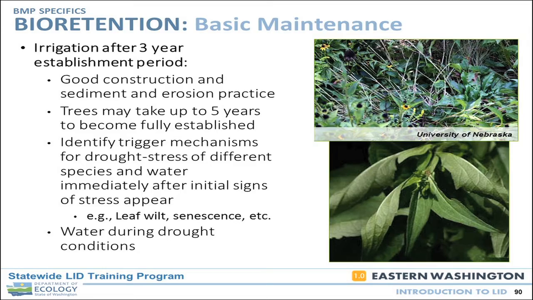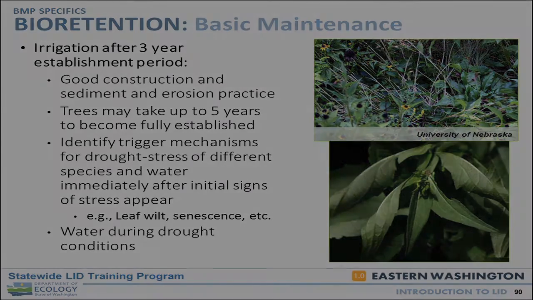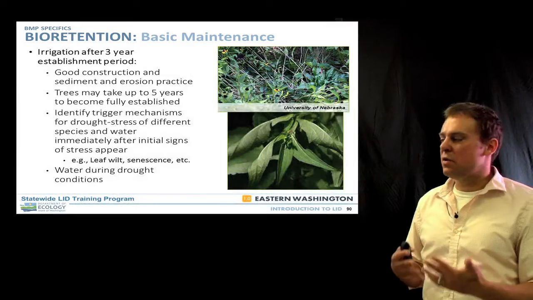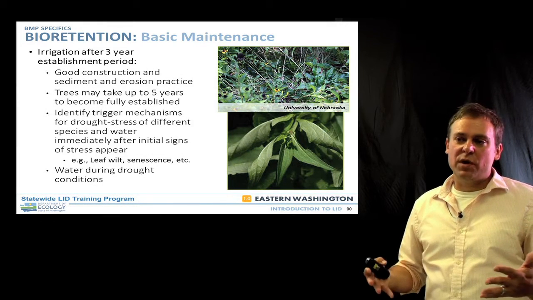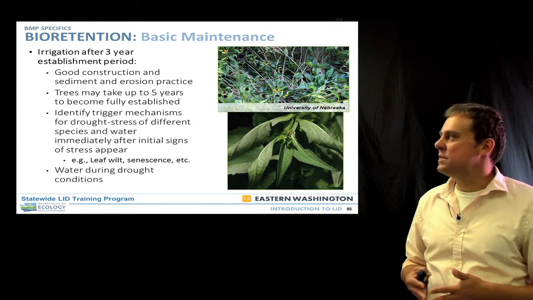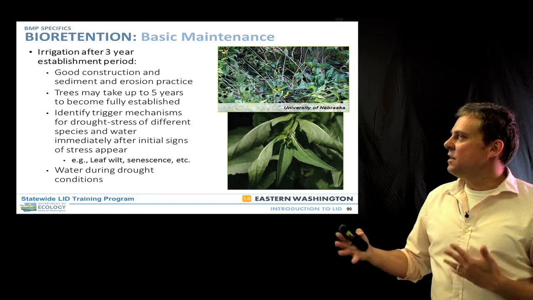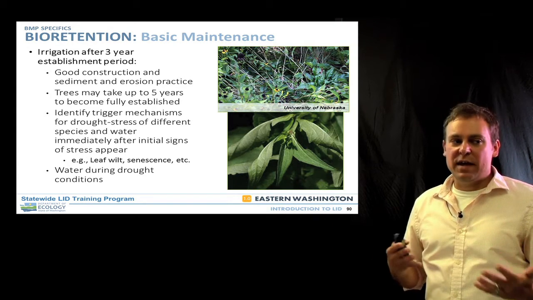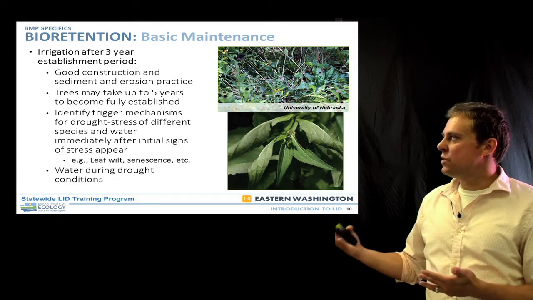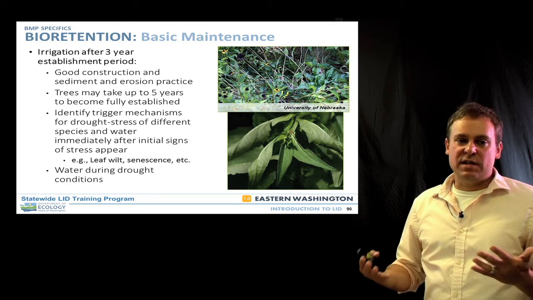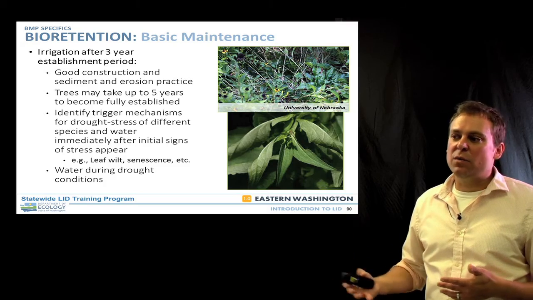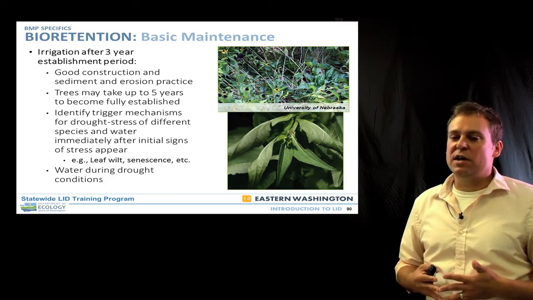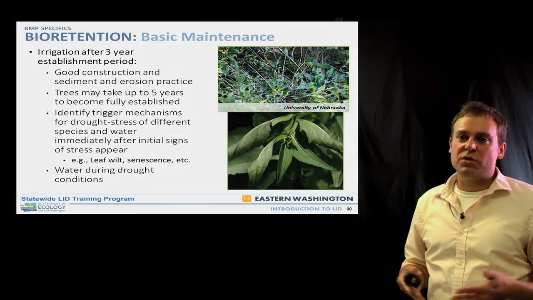Trees, like Gretchen was saying, may take up to 5 years to really become fully established, so they're going to need some care and maintenance going forward to make sure that they're appropriate, and if they're dying, you need to replace them. And the key there, especially if you're using a native plant palette, is they should be able to handle most conditions, but know your trigger mechanisms for when they're seeing too much stress. And then you might need to bring in a water truck or bring in irrigation to help them out through those really extreme dry periods.